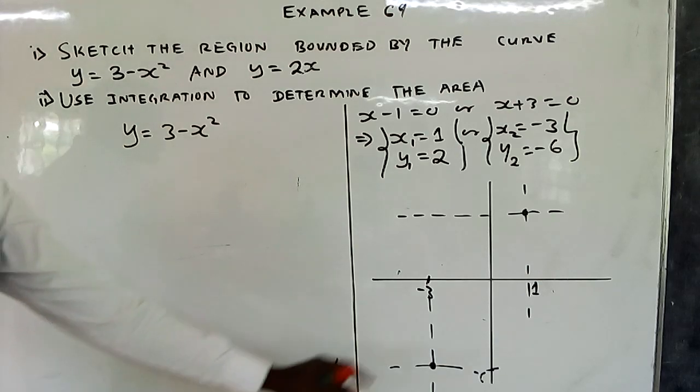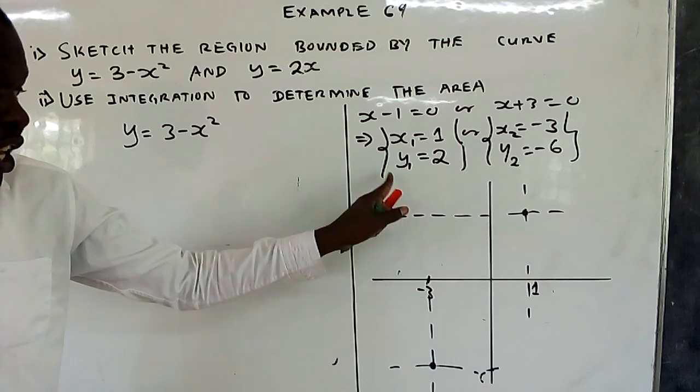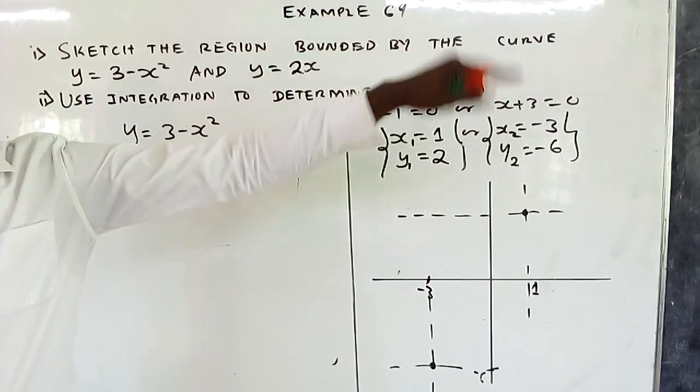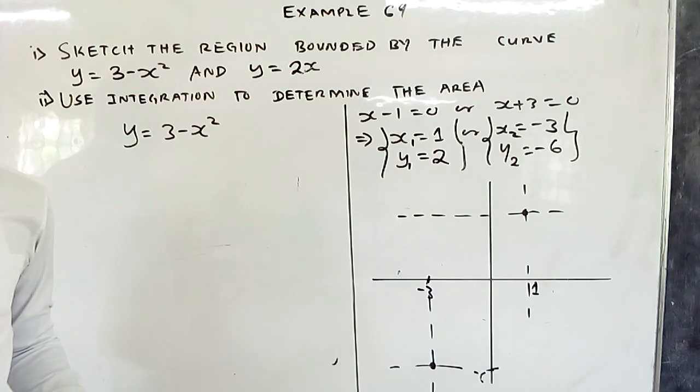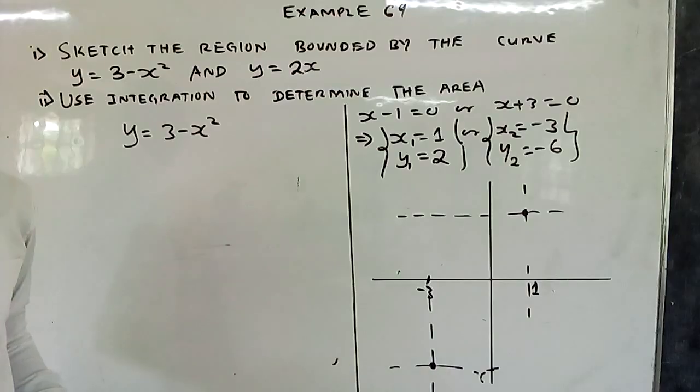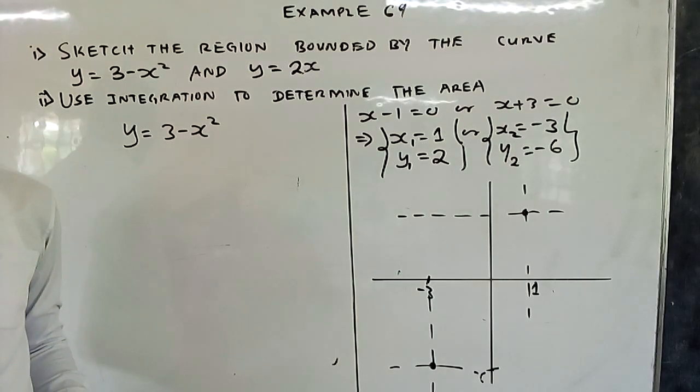But we don't need those stationary points. We only want to see whether that curve is a maximum, turning upwards, or the curve is a minimum, turning downward. That is what we are interested in. But we are not interested in those stationary points. Are we together? Are you getting that?